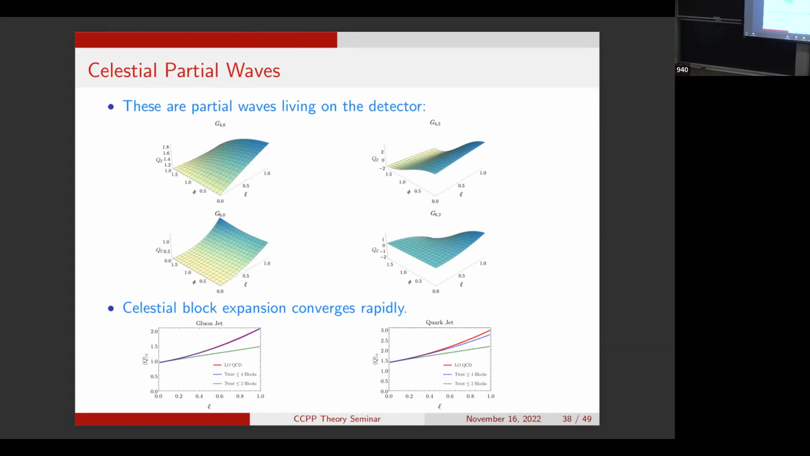And so it's hard to do it on the full surface, or to look at how it converges for the full surface. But if you plot slices of this, this is for a gluon jet, so the full calculation is up here.